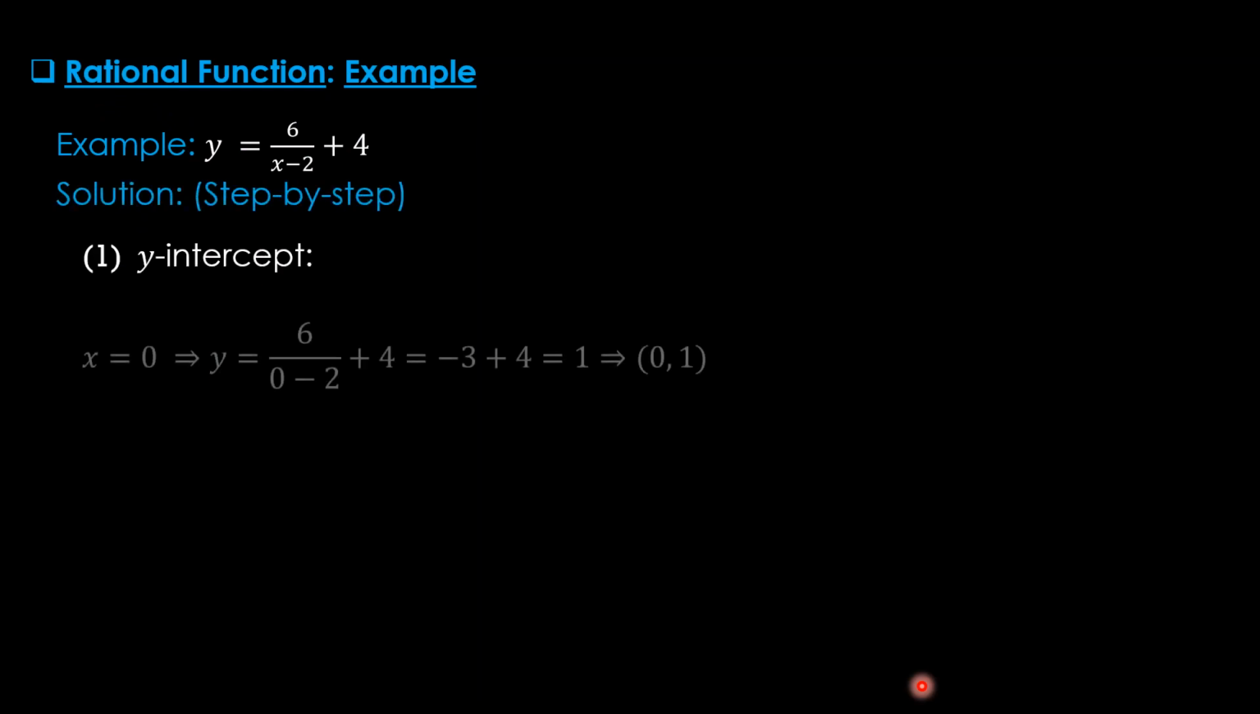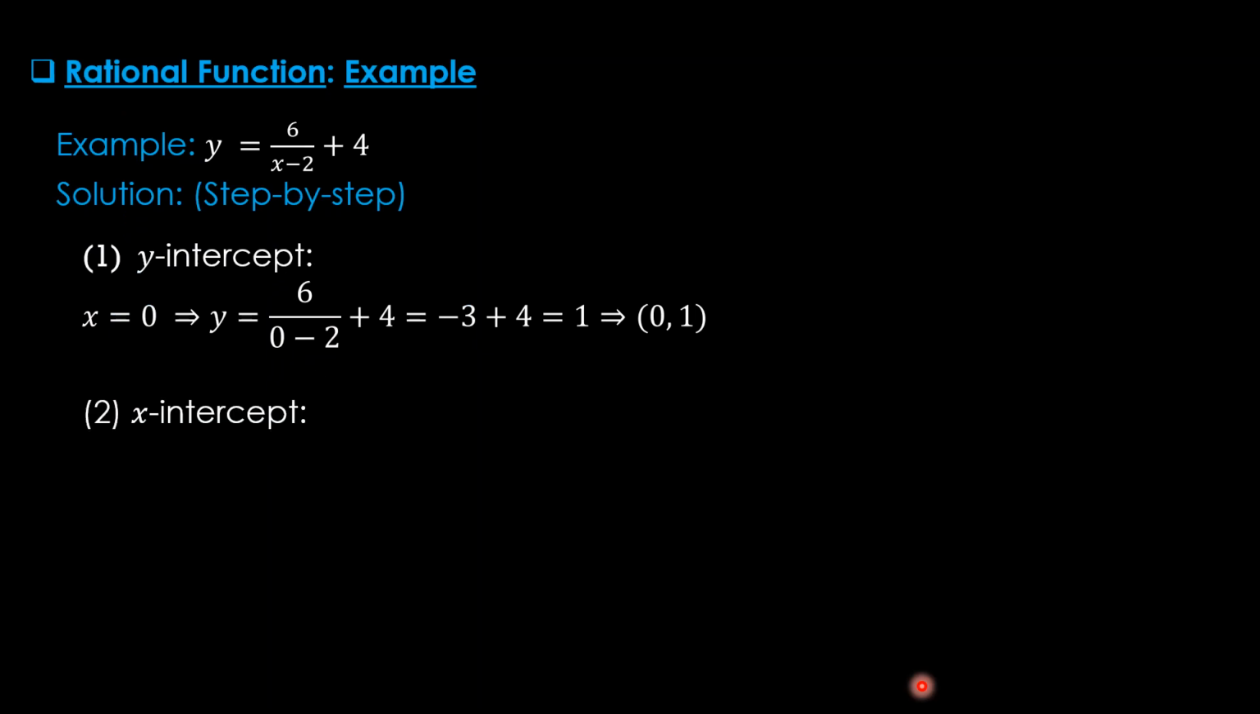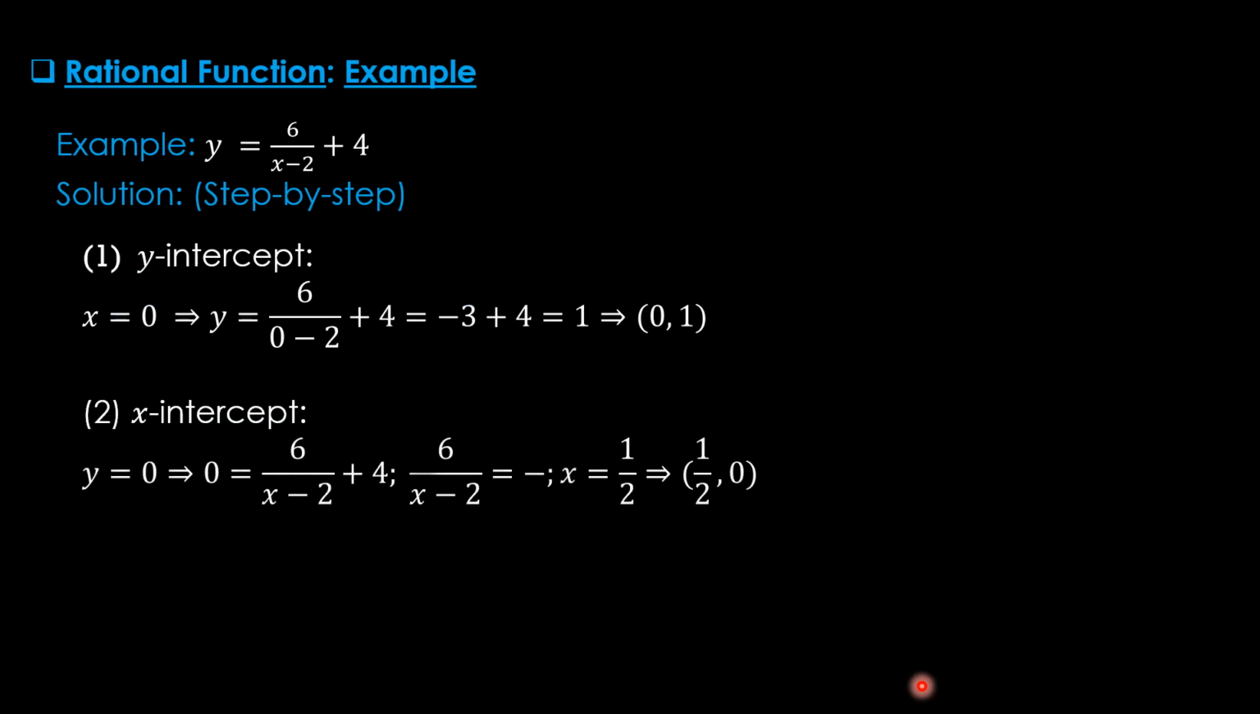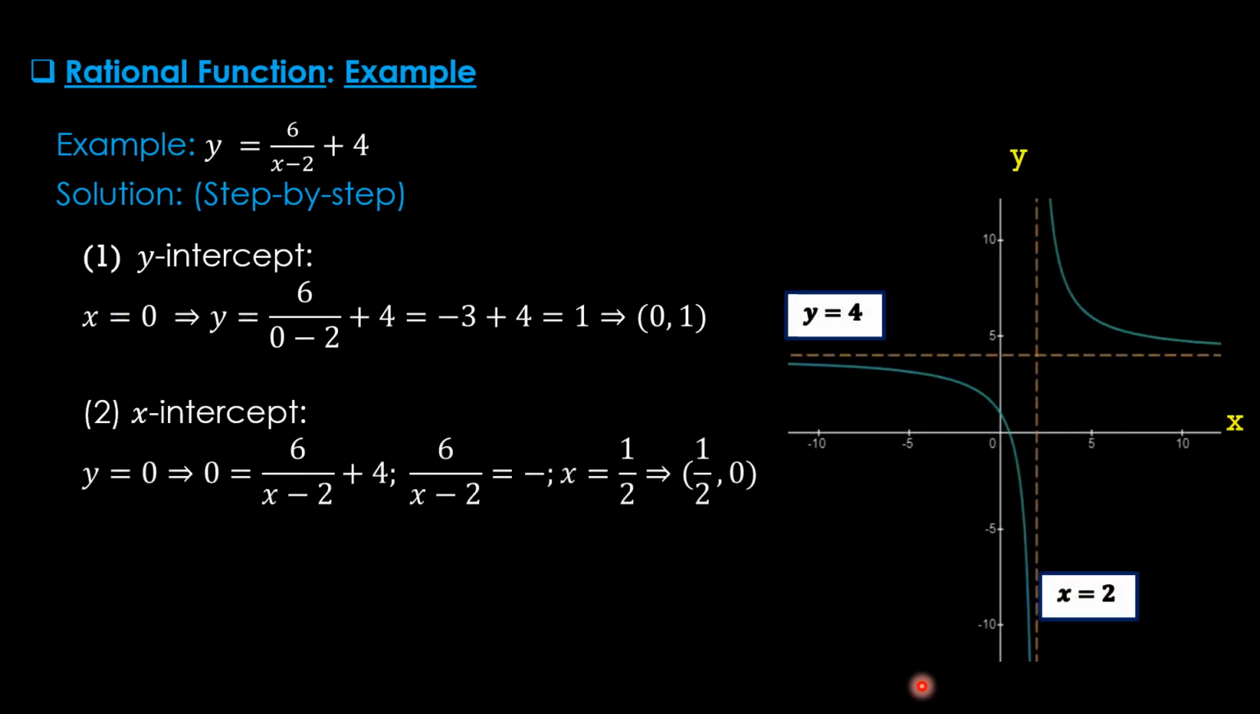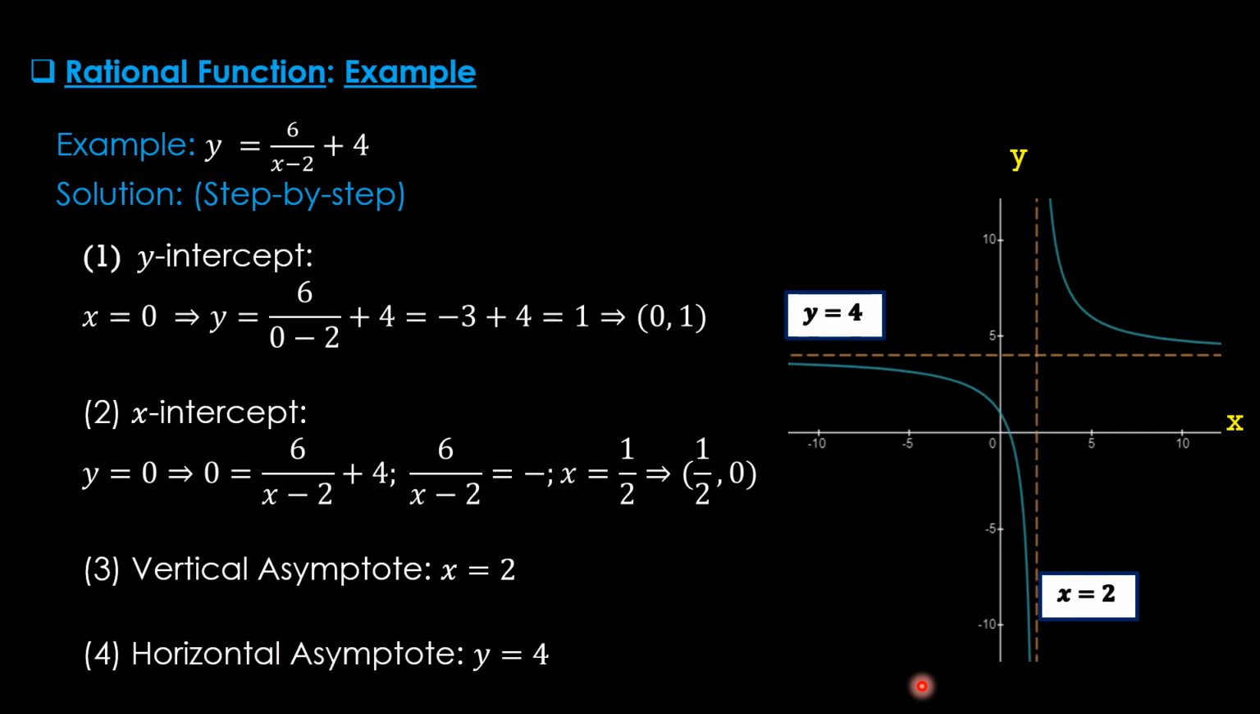Rational function example. So we find the y-intercept, then the x-intercept, then we can draw the graph, then the vertical asymptote x equal to 2 and the horizontal asymptote y equal to 4.